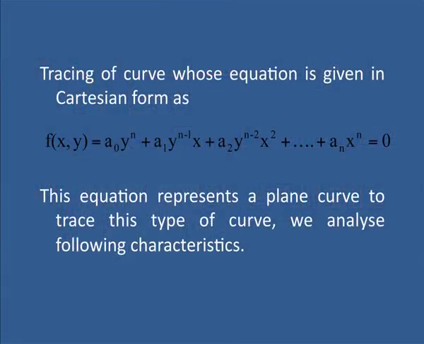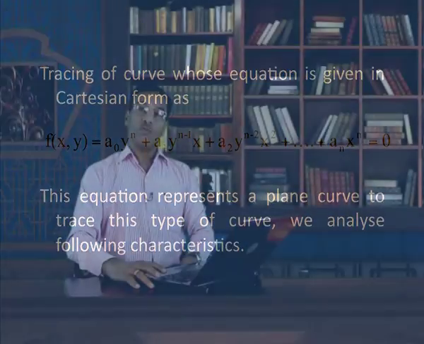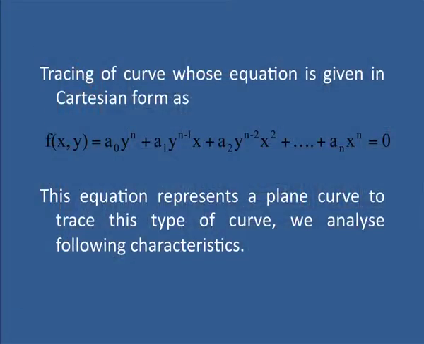Tracing of a curve whose equation is given in the Cartesian form, that is f of x y is equal to a naught y^n plus a 1 y^(n-1) x plus a 2 y^(n-2) x square and so on up to a n x^n, that is a polynomial form of the equation. This equation represents a plane curve.